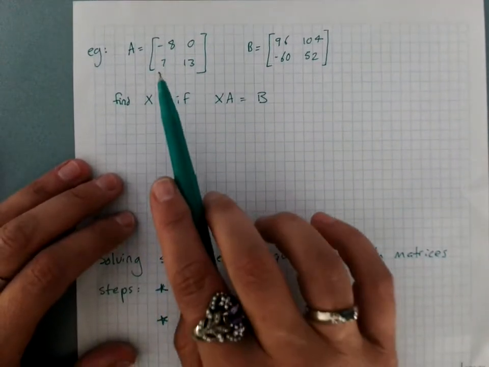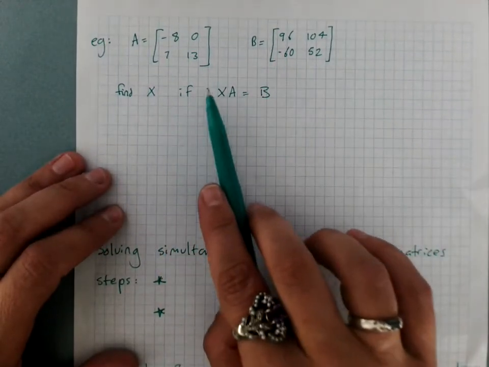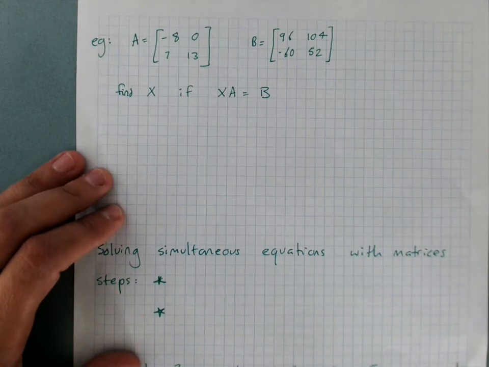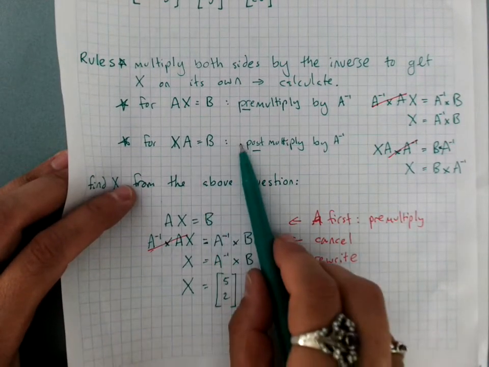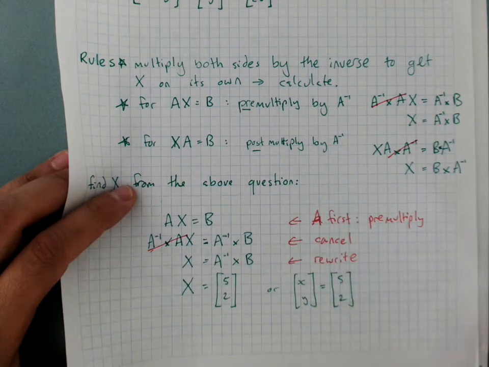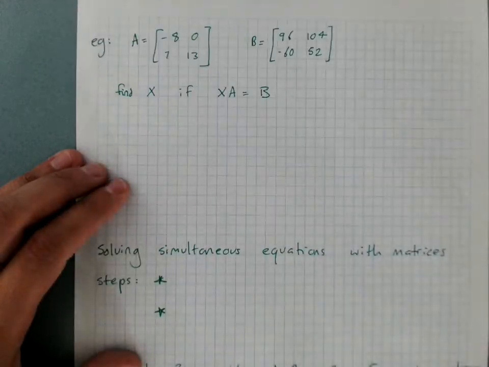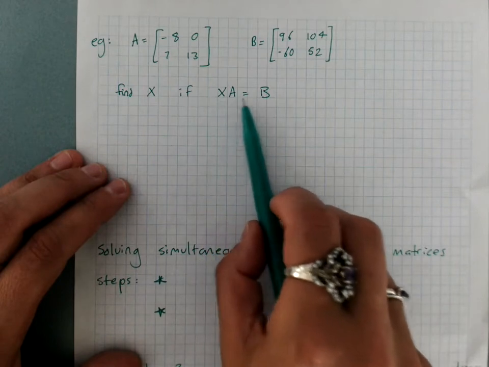Another example. They've given me A and B. Find X if XA equals B. Here A is second, so we're post-multiplying by inverse A. We've got the equation XA equals B.